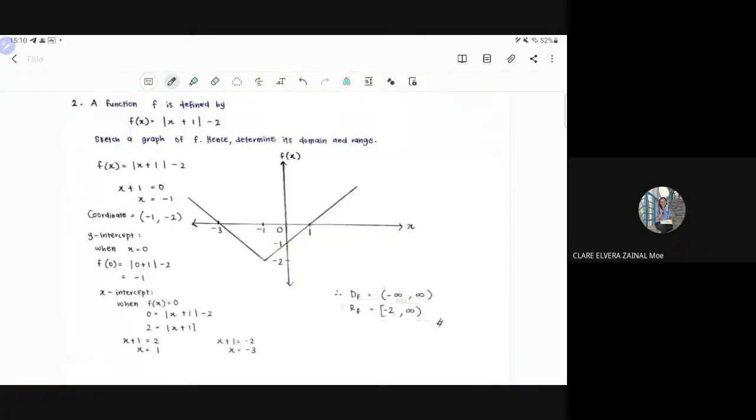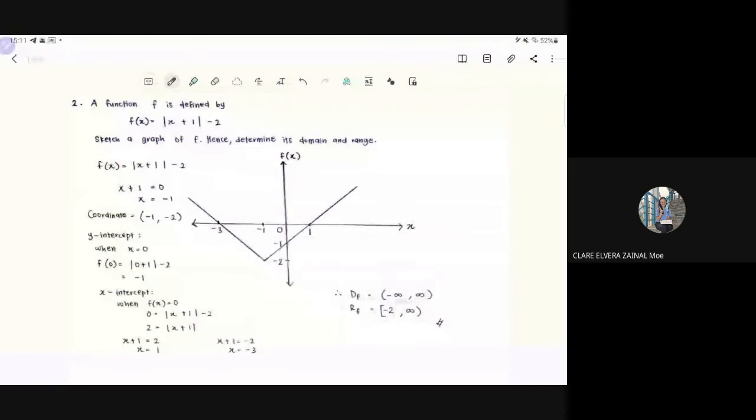is -1. Then we find the x-intercept when f(x) is equal to 0. So again, we substitute f(x) equal to 0 inside the equation, and we get the absolute value equation. If we remove the modulus, there will be two equations, which is x plus 1 equal to 2 and x plus 1 equal to -2. So we have two x-intercepts, which is x equal to 1 and x equal to -3.